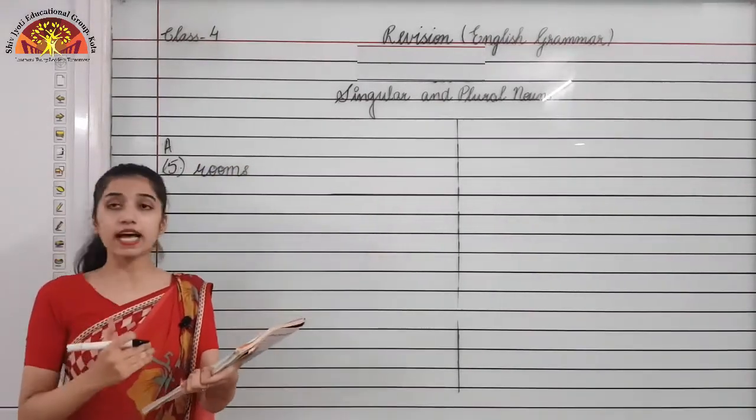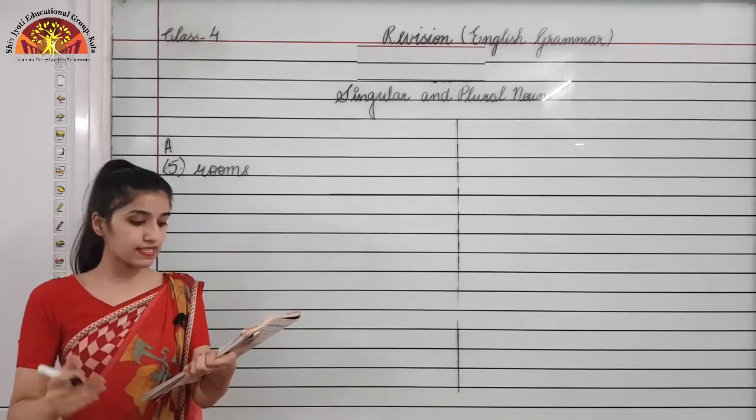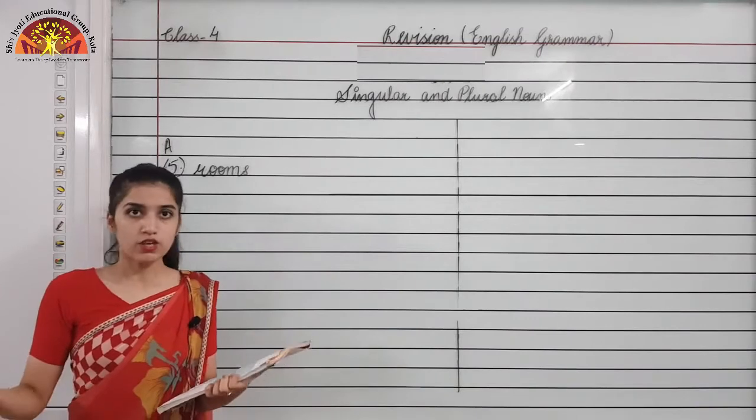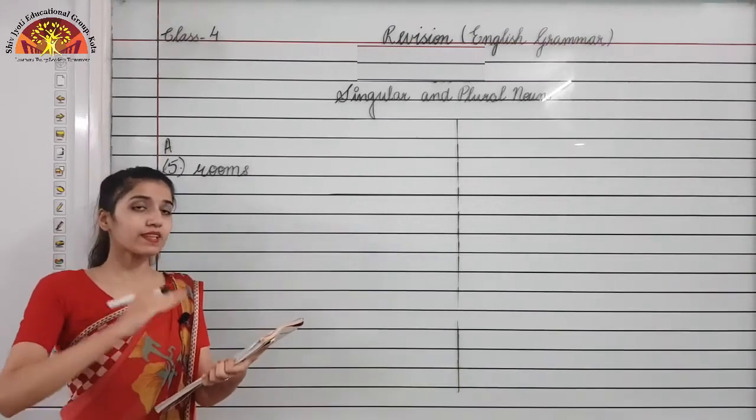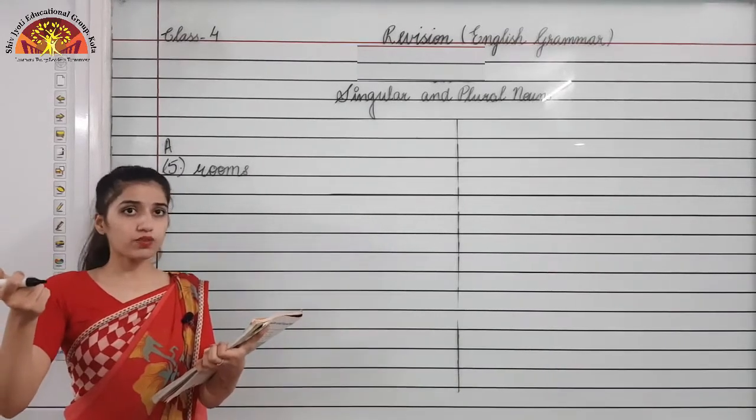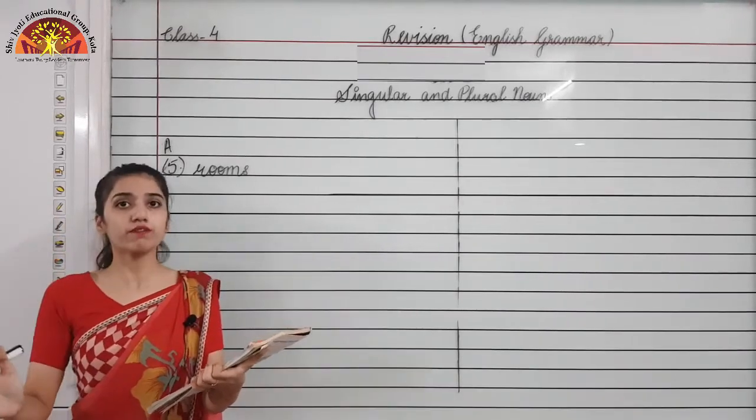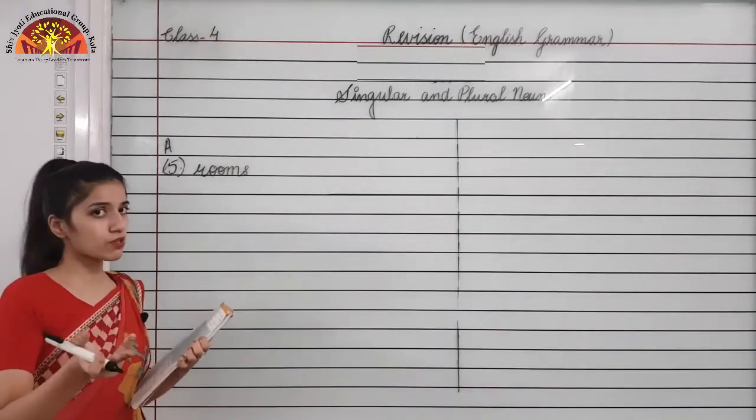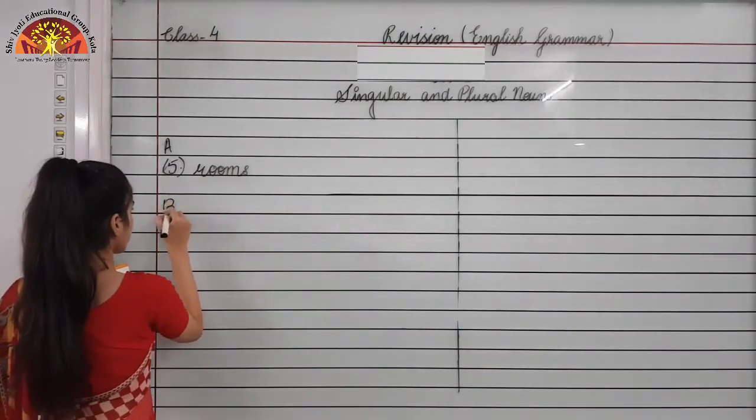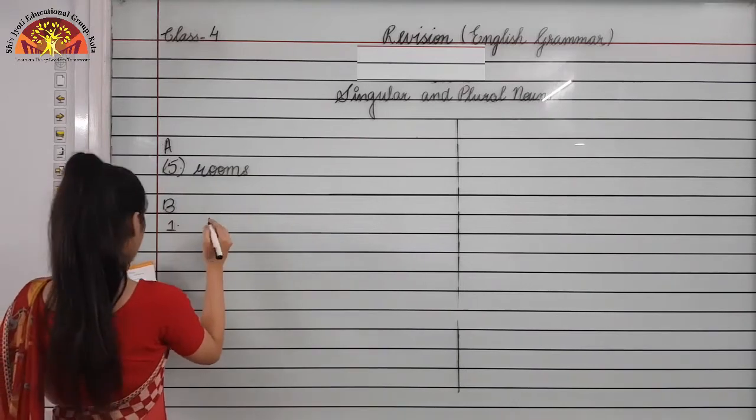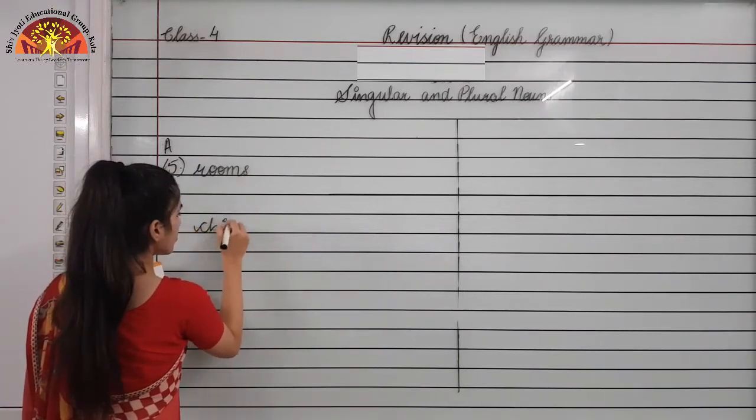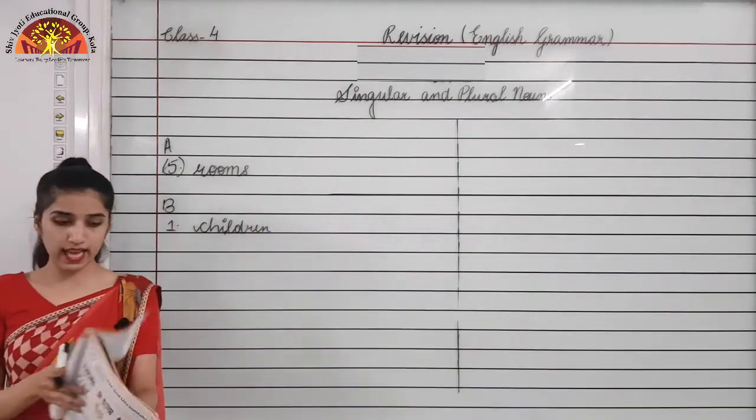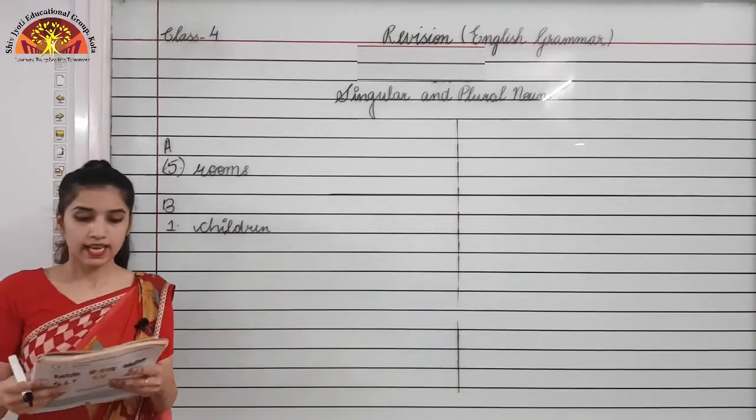Now moving to your exercise number B, you can see the first sentence. There are 40 dash in my class. So here we are talking about more than one child, right? Child will come or children will come? Children will come, because we are talking about more than one person over here. So the answer for this one is children.